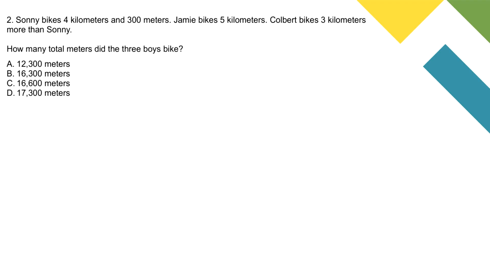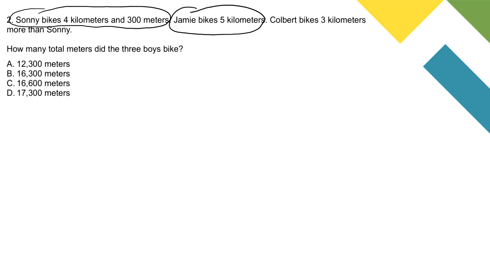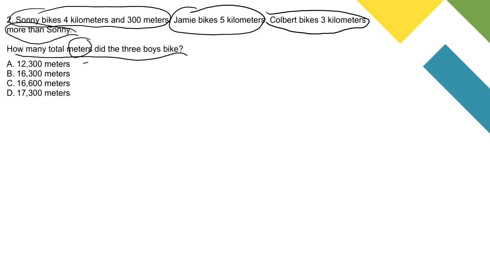What's important? I have Sonny having 4 kilometers and 300 meters. Jamie has 5 kilometers. Colbert bikes, he doesn't bike 3 kilometers. It says he bikes 3 more than Sonny. All right, and then my question, how many total meters? My answer choices are in meters. All right, so that means I'm converting kilometers to meters.